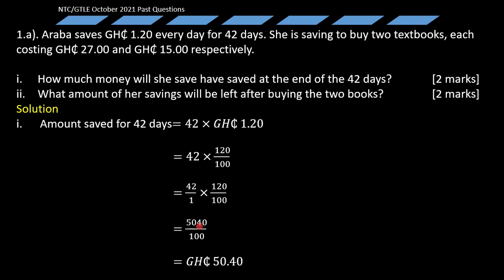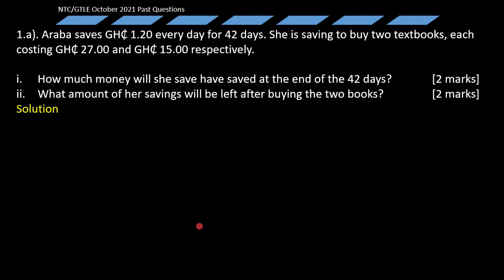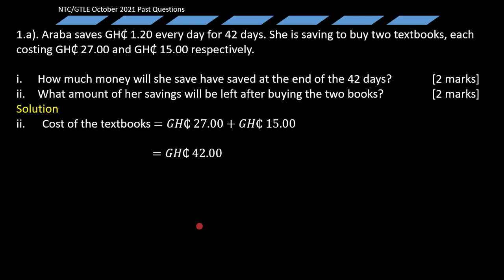Let's target the second part, II. What amount of her savings will be left after buying the 2 textbooks? Now, the cost of the textbooks is simply 27 Ghana cedis plus 15 Ghana cedis if you add the cost of the 2 textbooks. And what do you get? You have 42 Ghana cedis for the cost of the 2 textbooks, because when you add 27 Ghana cedis to 15 Ghana cedis, you get the answer 42 Ghana cedis.